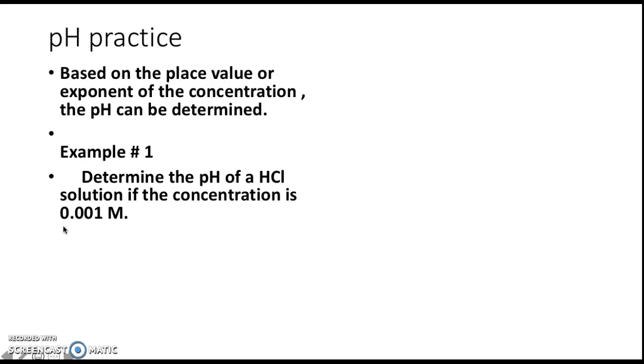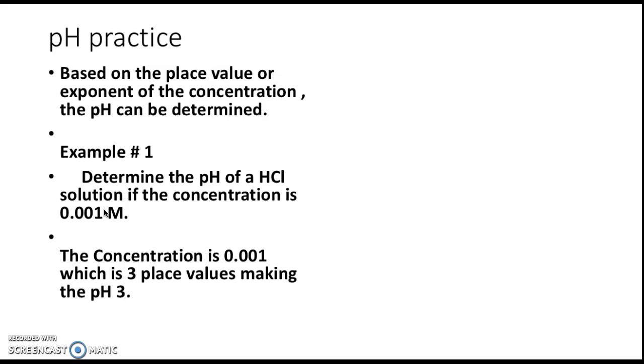Now, if you can see over here, my concentration has a base of 1. There's no other number but 1 as my main digit, or my significant figure. So, with that being said, I'm going to count the place values after the decimal, and that's going to tell me what my pH is going to be, because as long as we're dealing with a base of 10 or a base of 1, we're able to find the pH. Because this has 3 place values after the decimal, the concentration is 0.001, so my pH would be 3.